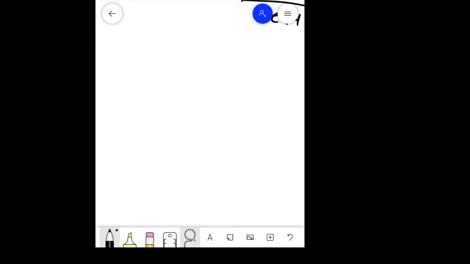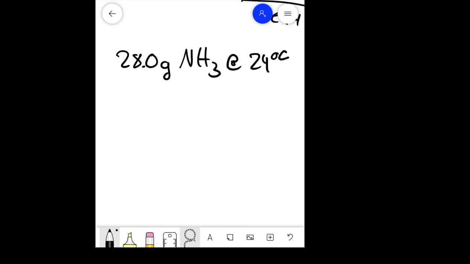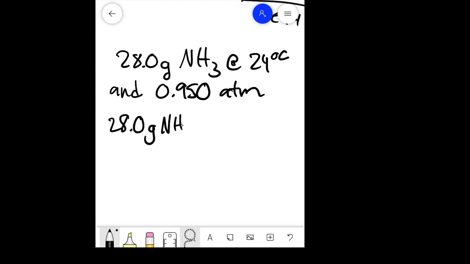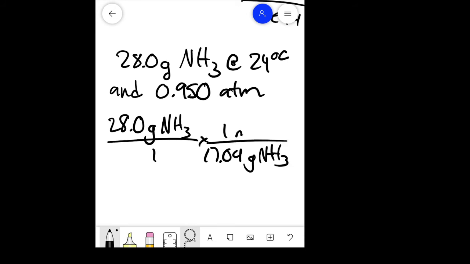So we're looking for how many milligrams of oxygen are needed to react 28.0 grams of ammonia again at 24 degrees Celsius and 0.950 atmospheres. So this is the same equation from before, so I'm not going to rewrite it. Now we're just going to do it as if it was normal, but now we have grams, so we have to start by converting our ammonia into moles by using the molar mass. So now we have moles.